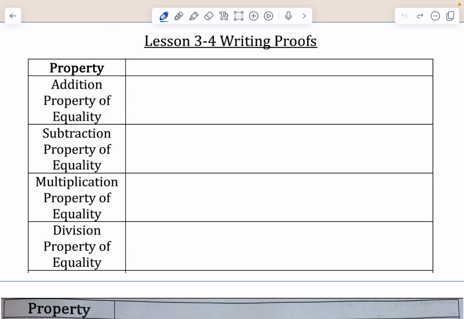All right, we're in lesson 3.4, writing proofs. We're going to actually start writing the proofs today. These are algebra proofs. We'll transition into the geometry ones later on, but this is just an intro to how to write proofs, the two-column format, and things like that.